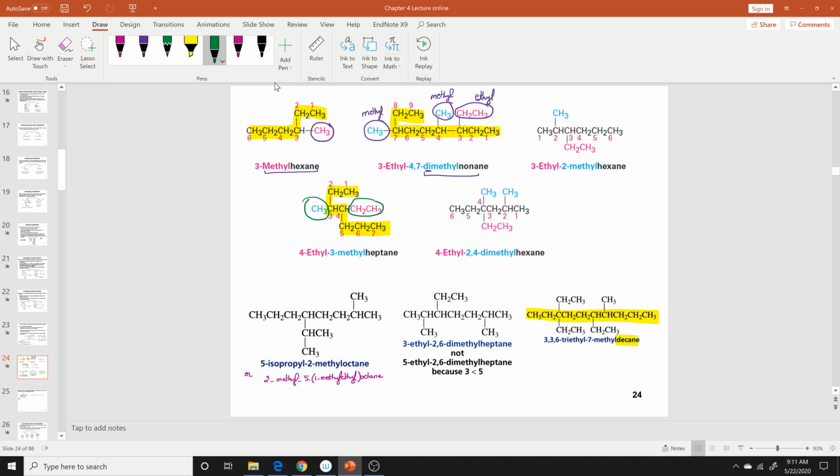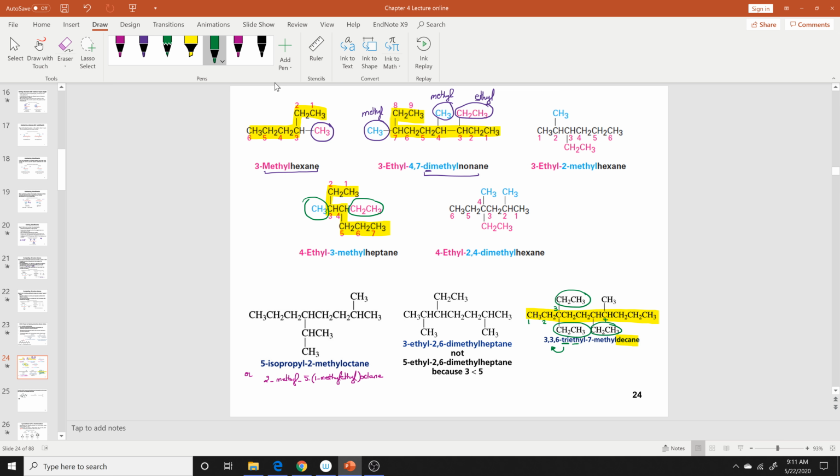Now with respect to the substituents, circle the substituents. I have 3 ethyl groups. So notice in my name, it's going to be triethyl. 3 ethyl groups. So this means that I need to have how many numbers before the ethyl? 3 of them. And then give the first substituent the lowest number. So I have to start numbering from this side over here. 1, 2, and 3, 4, 5, 6, and 7. So that is going to be 7-methyl in there. 3, 6, 6-triethyl, and then 7-methyldecane.